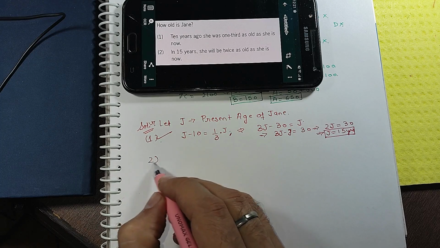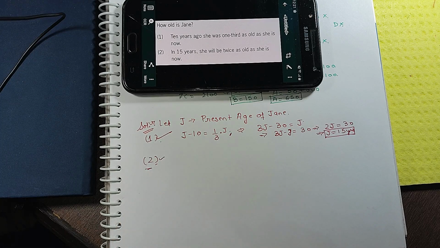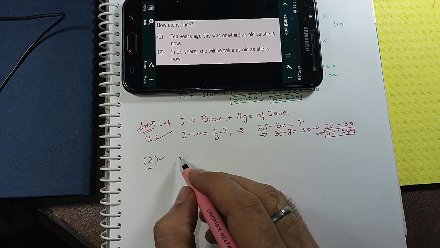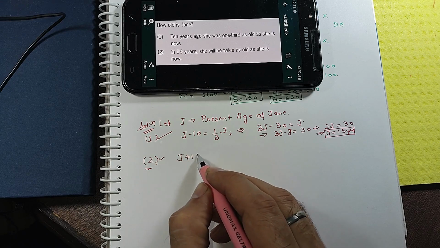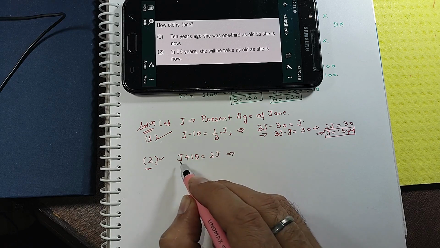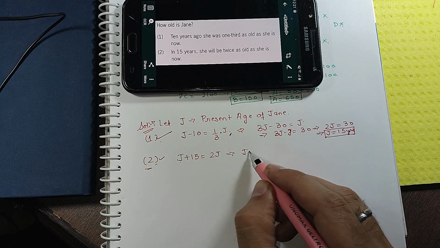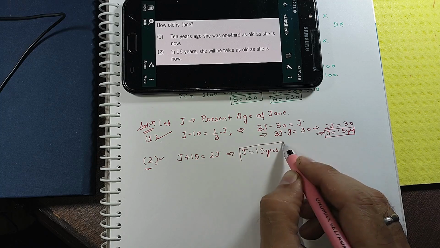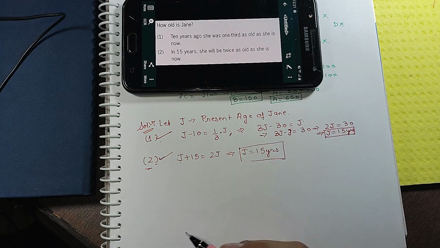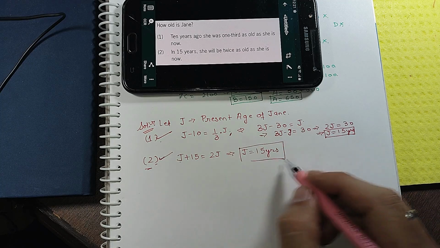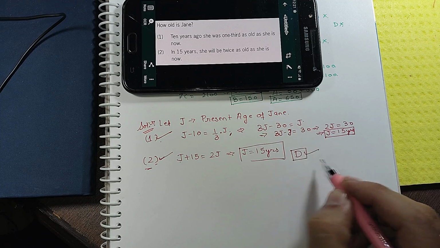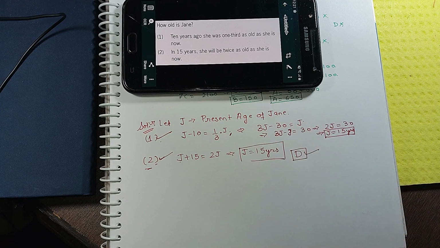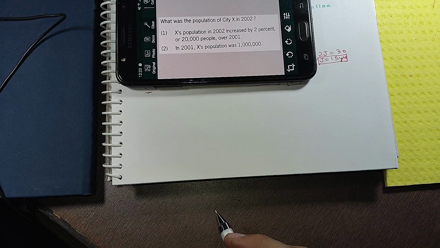Now moving to statement 2. Statement 2 says in 15 years she will be twice as old as she is now. So that means 15 years from now Jane's age will be J plus 15, which will be equal to twice of J. Now shifting J to this side, I will be getting simply J equal to 15 years. So this statement is also sufficient to answer this question, right? So we will say that statement D is the right option, that both the statements individually are sufficient to answer this question.